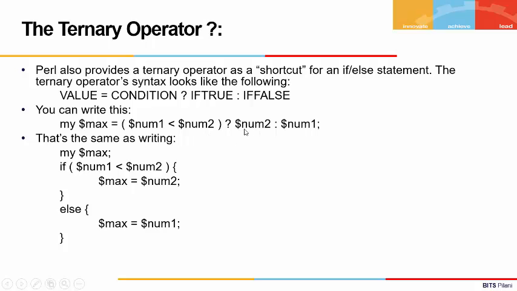It will give the value of variable number 2 to the variable $max, or else it will assign the value of number 1 to $max. This is the same thing you would write using an if-else condition, so this whole code can be written in a single line using this kind of ternary operator.